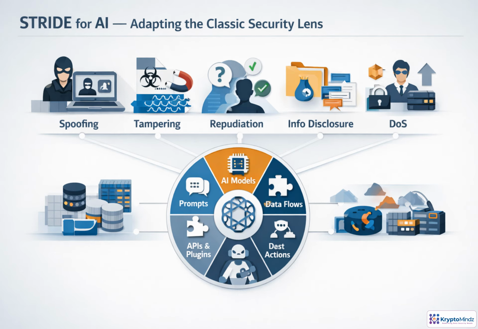STRIDE still works for AI, but the assets are no longer just servers, accounts, and code. Apply each threat category across the full AI chain: prompts, models, retrieval, APIs, plugins, logs, and agent actions. Spoofing may mean a fake agent. Tampering may mean prompt injection or poisoned embeddings. Repudiation may be missing proof of who approved an action. Disclosure, denial of service, and elevation can appear as data leakage, model overload, tool abuse, or unauthorized autonomy.